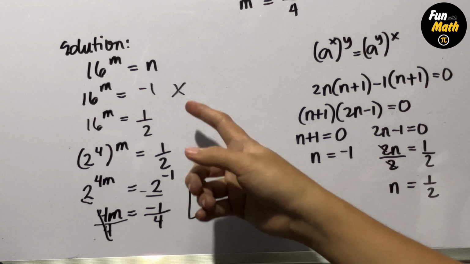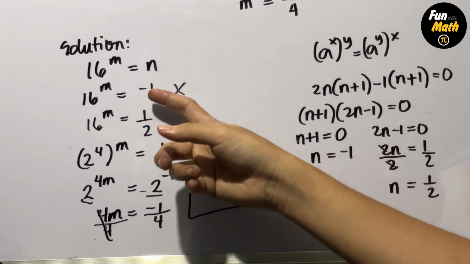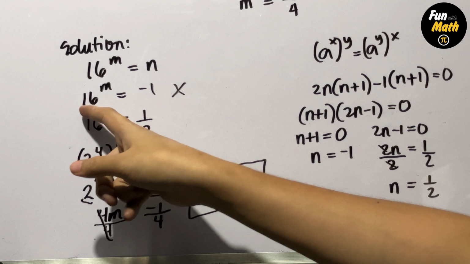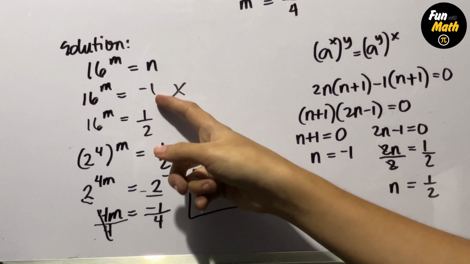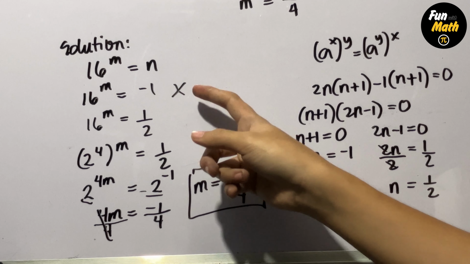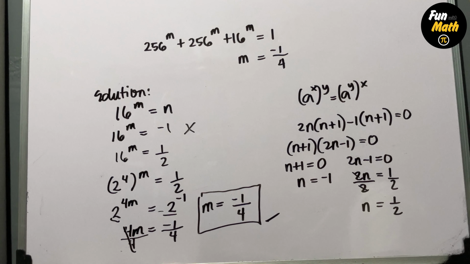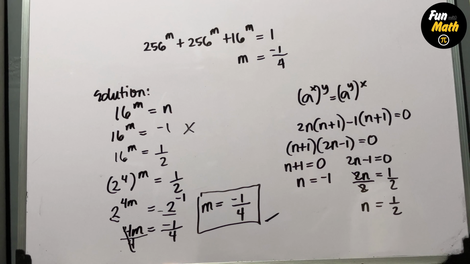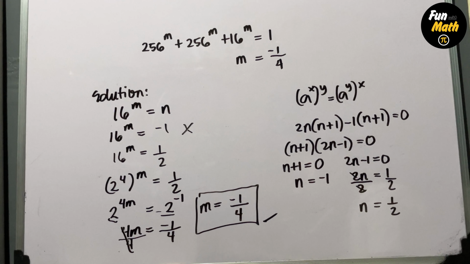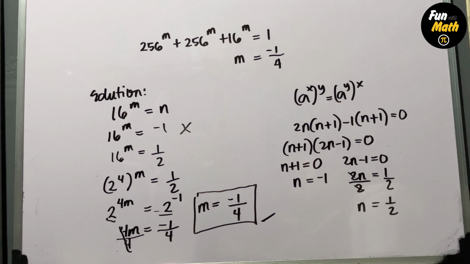Now earlier, I said that negative 1 has no real solution because it's negative. Apart from being negative, the base 16 and negative 1 are far different, so that's considered invalid. So that's it. Therefore, for 256 to the power of m plus 256 to the power of m plus 16 to the power of m equal to 1, the value of m is equal to negative 1 over 4.